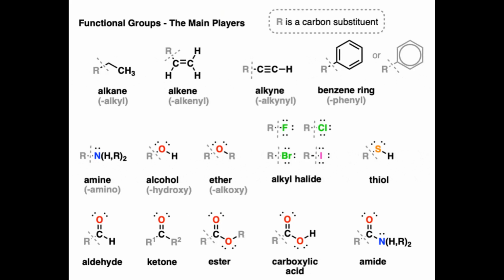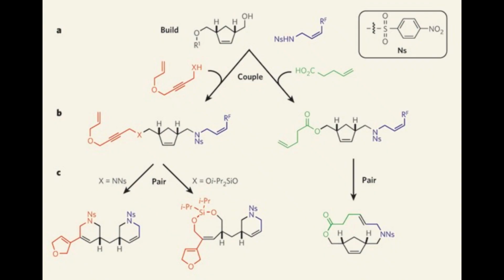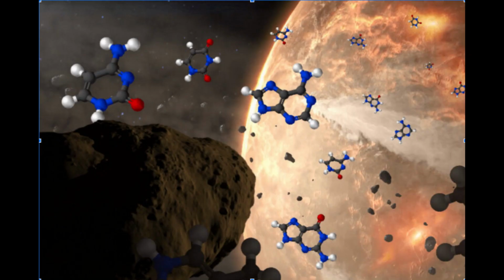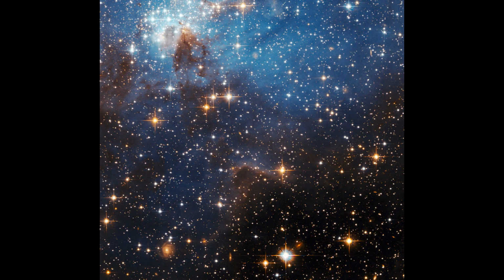Because of the way various functional groups can be put together and molecules can be joined together, organic molecules are incredibly diverse, and it's for this reason that they can be assembled into biomolecules. In today's video, we'll see how abundant these molecules are in the cosmos. We'll start by looking at the cold expanse of interstellar space.